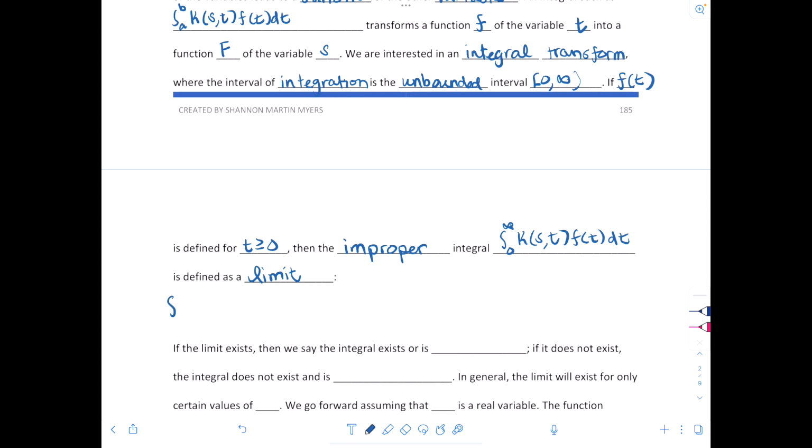So our integral from 0 to infinity of K of s and t times f of t dt would be equal to the limit as b approaches infinity of the integral from 0 to b of K of s and t times f of t dt. If the limit exists, we say that the integral exists or is convergent. If it does not exist, the integral does not exist and is divergent.